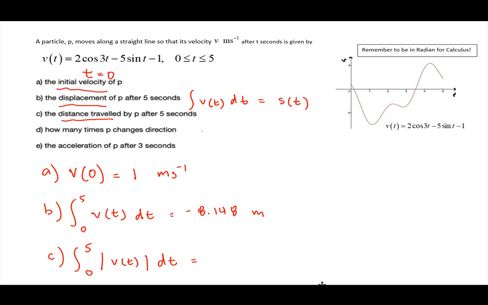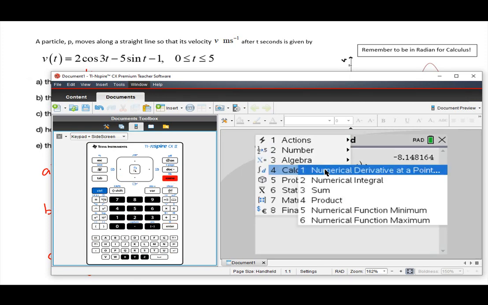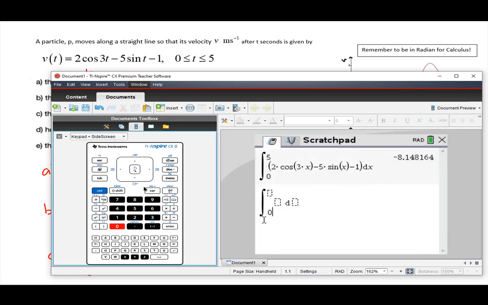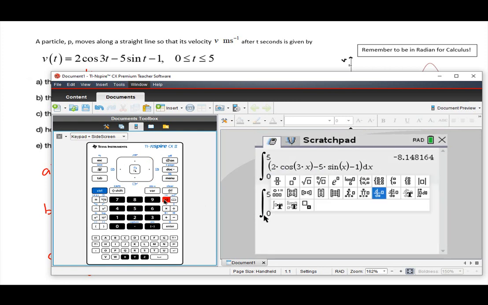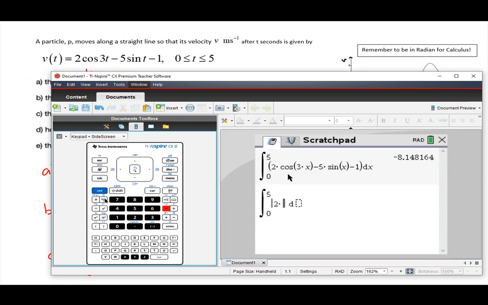And once again, we would just do this on the Inspire. It's pretty much the exact same equation that we type in. We're integrating from 0 to 5, but it's the absolute value. So make sure you click the absolute value. It's the button right next to the 9. Click absolute value right here, and then type the velocity function. 2 times cosine 3x minus 5 times sine x, and then minus 1.